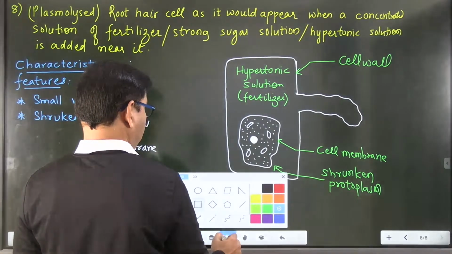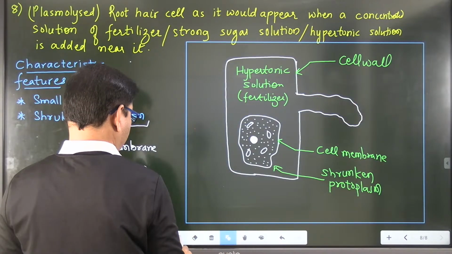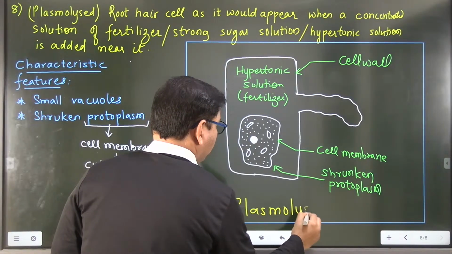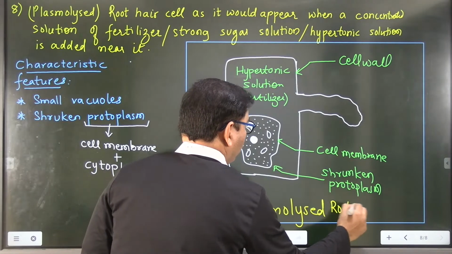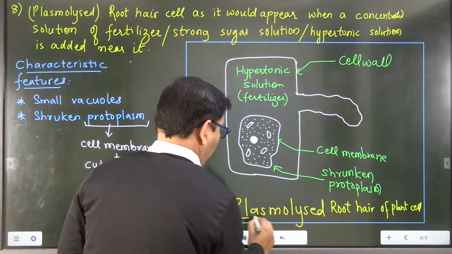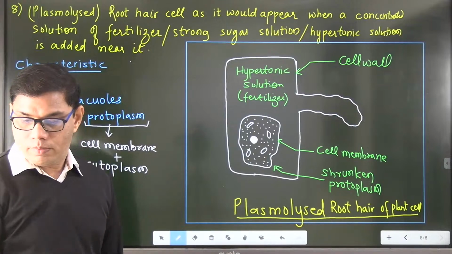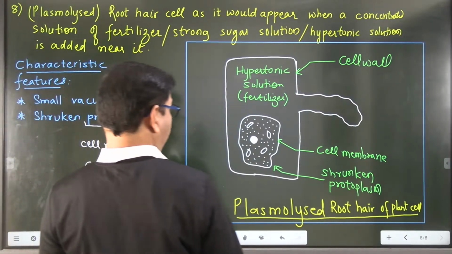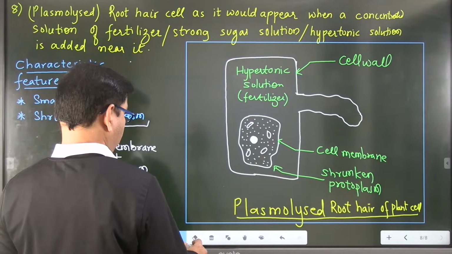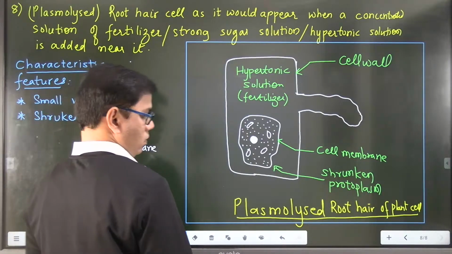Okay. Box and title: plasmolyzed root hair of plant cell. Or just write, okay.